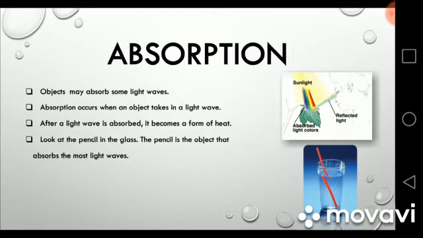After a light wave is absorbed, it becomes a form of heat. Look at the pencil in the glass. The pencil is the object that absorbs the most light waves.